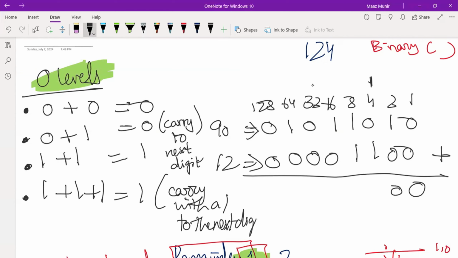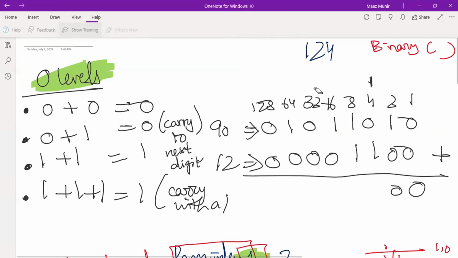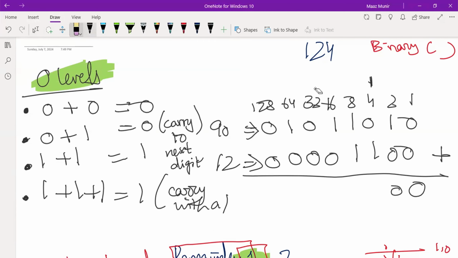Now, these are the main four rules you all need to memorize. This is something you guys have to learn by heart. Now, let's add these two numbers. Let's get this. 0 plus 0 is 0. As per rule number 1, let's number it: 1, 2, 3, and 4.